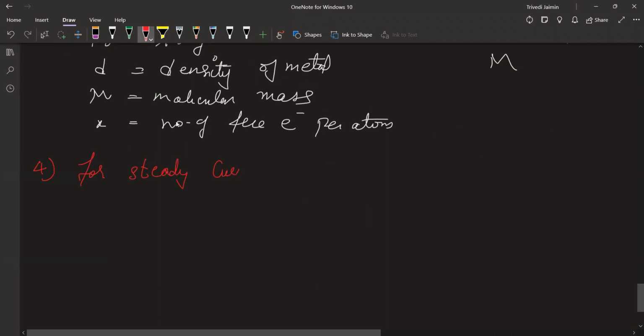Steady current. For steady current, J equals I by A, and E equals I by sigma A, and V D equals I by N e A.